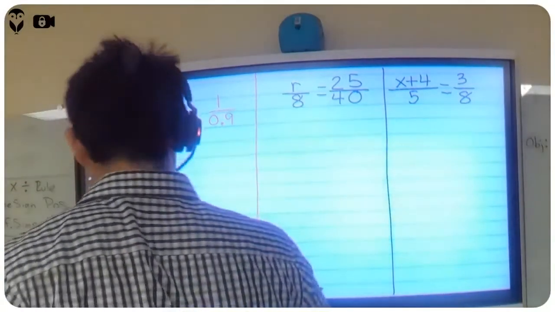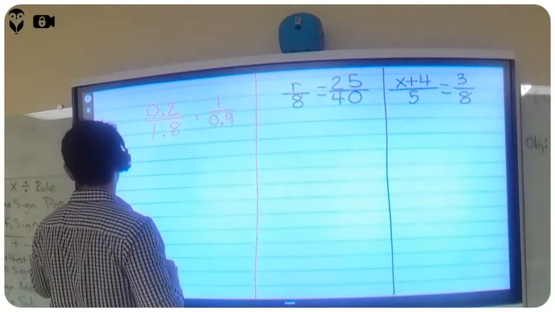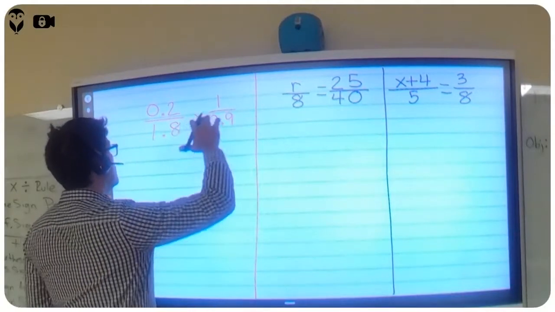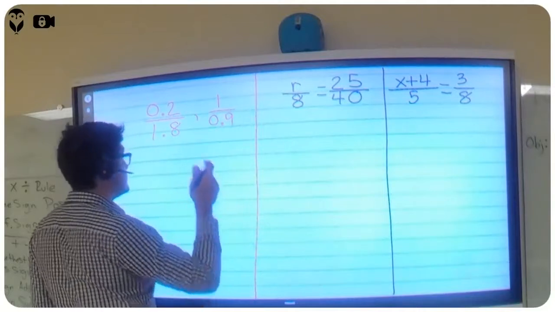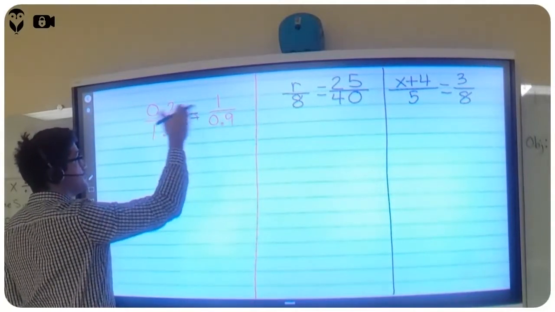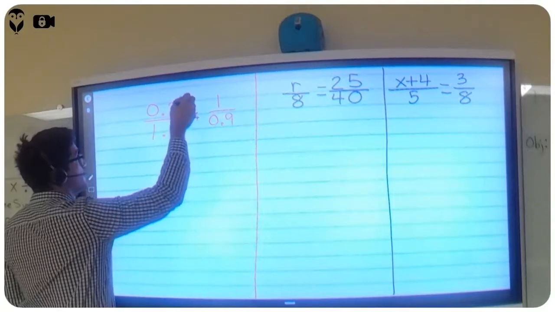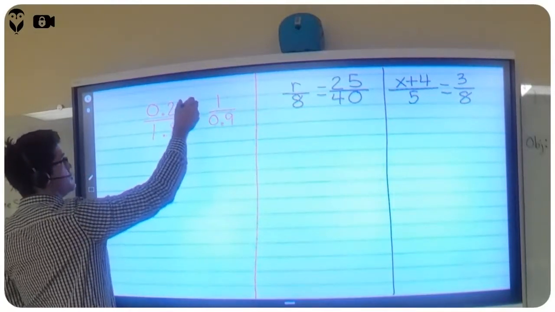All right, let's talk about this. Okay, so in this one, we are trying to prove that these two are equivalent or not equivalent. So the best way to do that is to treat it like there's an equal sign, because this is what they're trying to prove. So then when there's an equal sign between two fractions, cross multiply is going to be your solution.